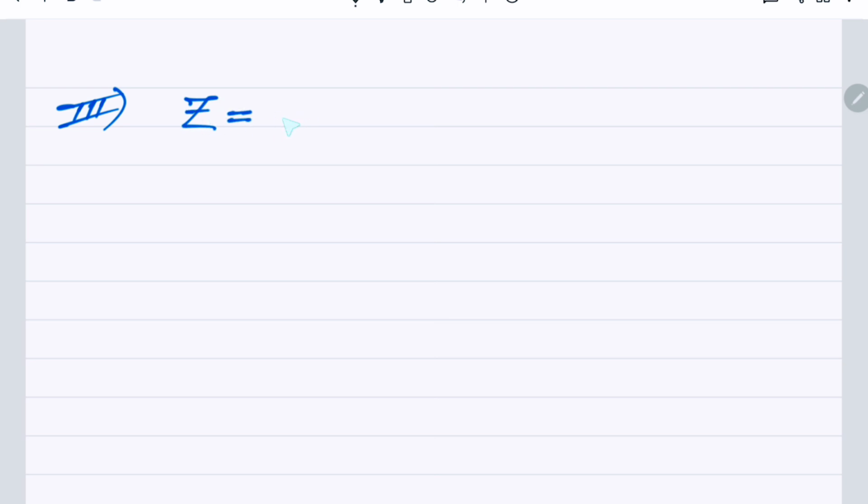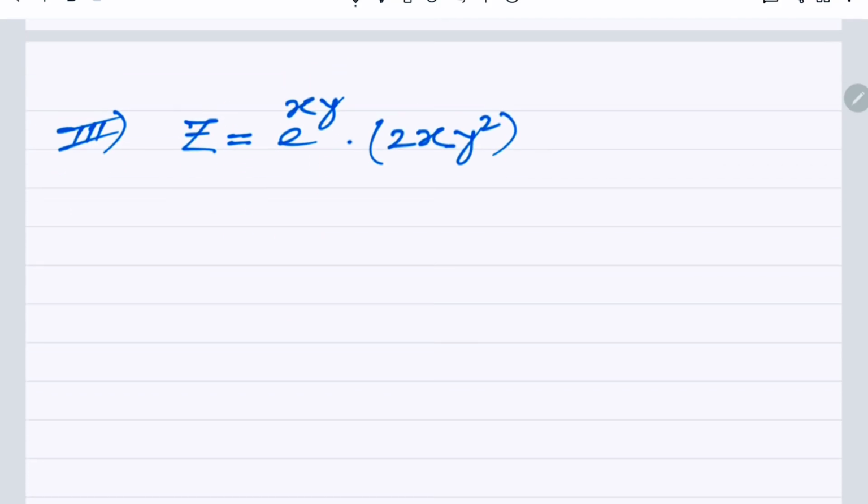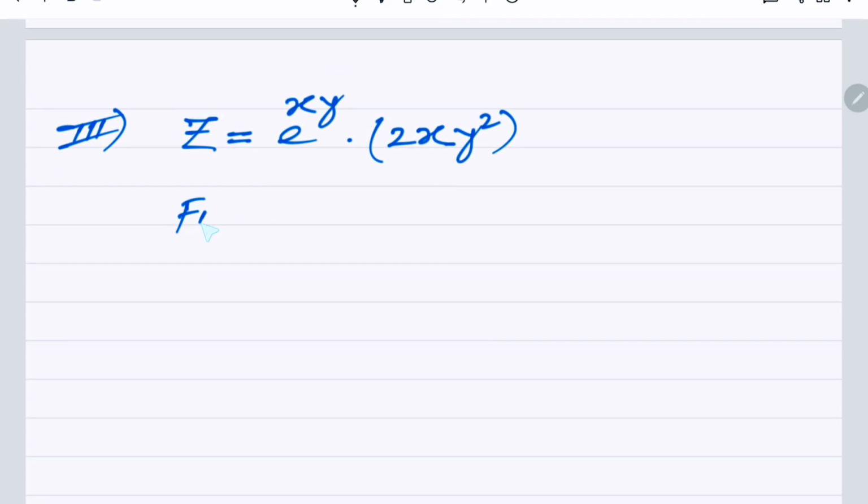Third example, for the product rule. It is a product of e raised to xy, the first term, into another function 2xy square. Therefore, here it is a product of two terms of x and y. Therefore, to find ∂z/∂x, we have to apply the product rule.